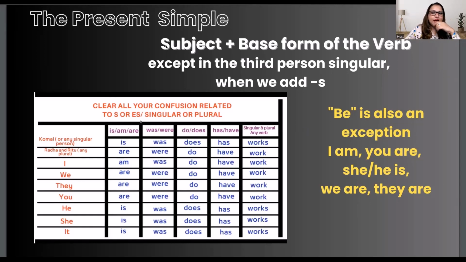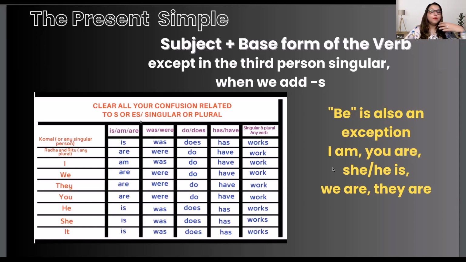Okay, so except in the third person singular, we add S or ES. For example, she works in a bank. He does his homework every day. So we are adding S or ES with that. Okay, so subject, base form of the verb. And be is also an exception. I am a teacher. You are a student. She or he is a banker.